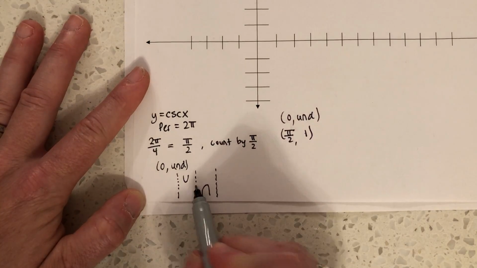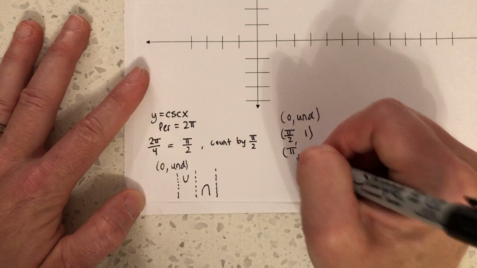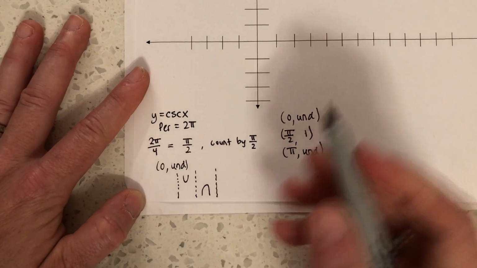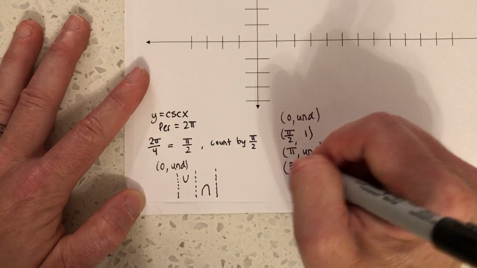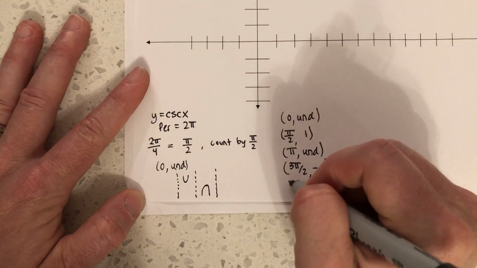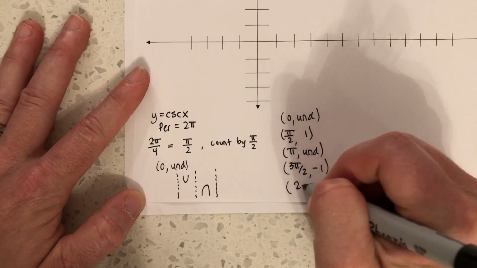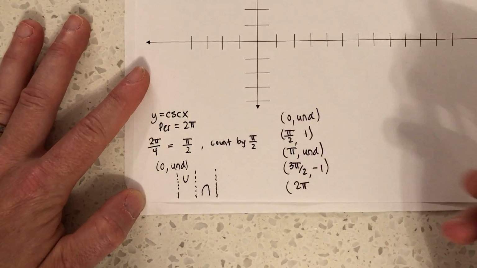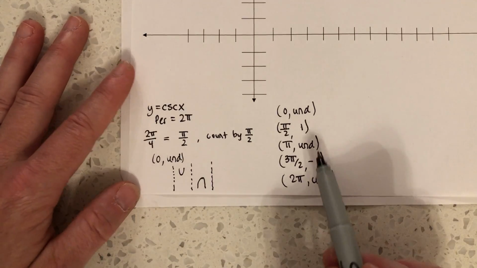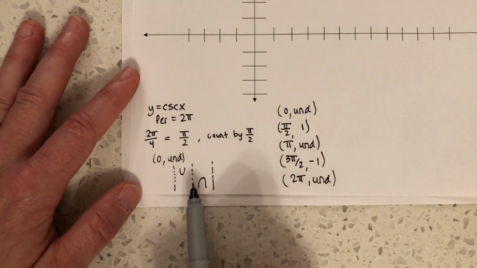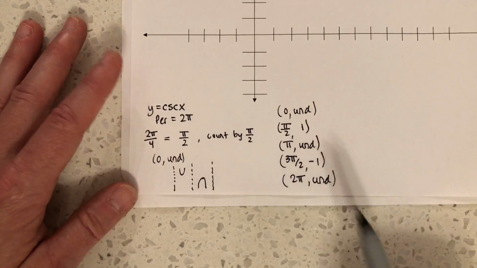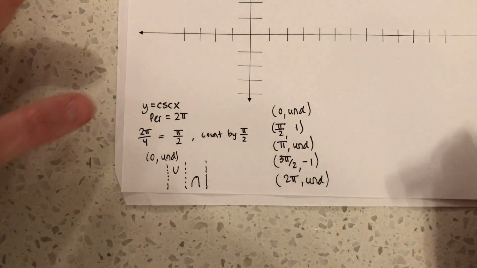And then it went to pi, because we're counting by pi's over 2, and that was a VA, undefined. Then 3 pi over 2 was your next increment, and that was -1. And then 1 more pi over 2 brought us all the way to 2 pi, and it ended at a vertical asymptote, so undefined. So these were the 5 key points that lived on that first cycle of the cosecant graph. And again, if you don't remember these, just look back at yesterday's notes. All right, let's make our transformations and be done.